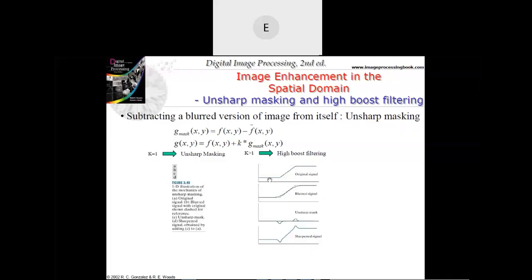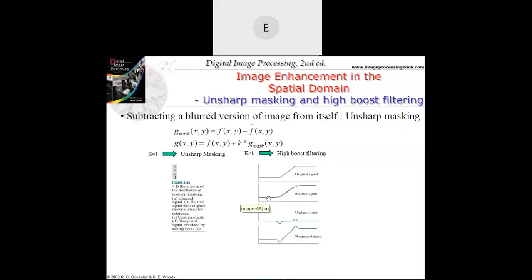Let us assume that you have an original signal of this nature. That means the value is constant here. There is a ramp edge here and it becomes constant. Now when I blur this, obviously you know that these types of sharp edges are smoothened. So you would see that blurring happening here.